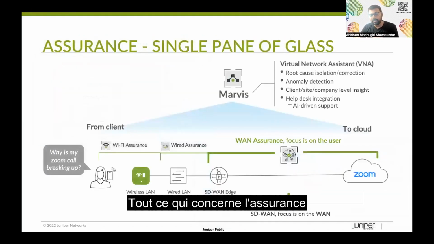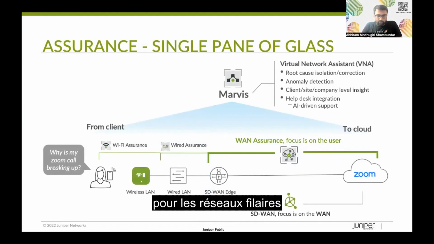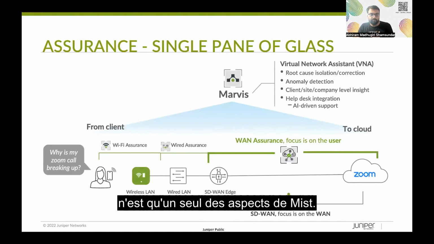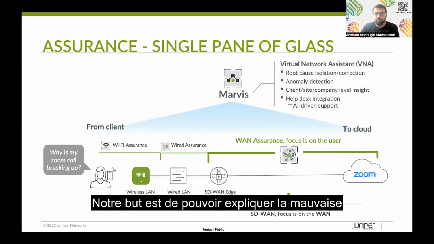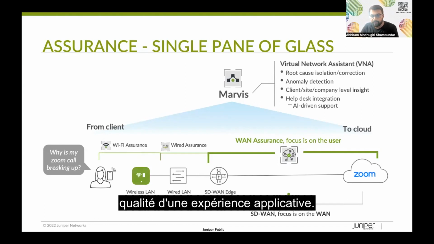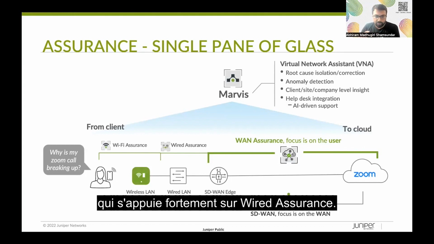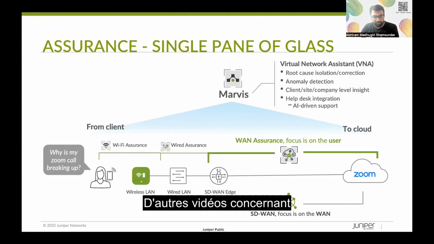This entire piece of bringing assurance to the wired side of the house is one piece of the puzzle that Mist addresses. As you know, Mist has Wi-Fi assurance, wired assurance, as well as WAN assurance. Our end goal is to answer that important question: why is my application experience bad? As you see, why is my Zoom call bad or breaking up is a question that we had started on our journey to answer. And wired assurance is a significant piece of it. WAN assurance and Wi-Fi assurance in different courses as part of this also addresses how we collect information on those vectors as well.